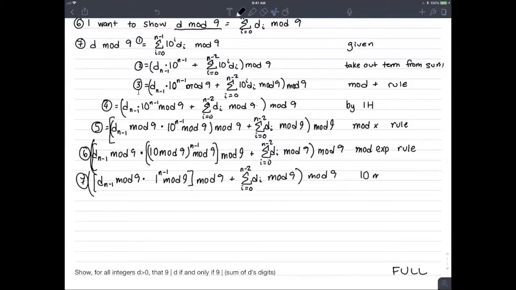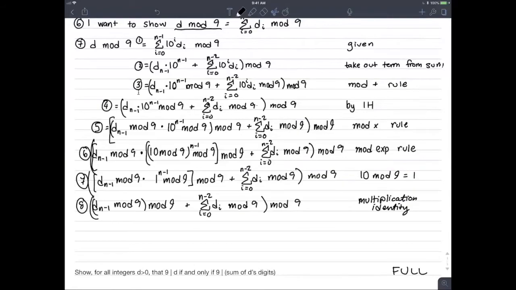That's just, I don't know, this is what I would write as my reason, but you can write whatever you want as long as it's clear that yes, because of this, the line is true. And then 1 to the anything is just 1, and 1 mod 9 is 1. So this is just times 1s by itself. And so this is by multiplication identity.